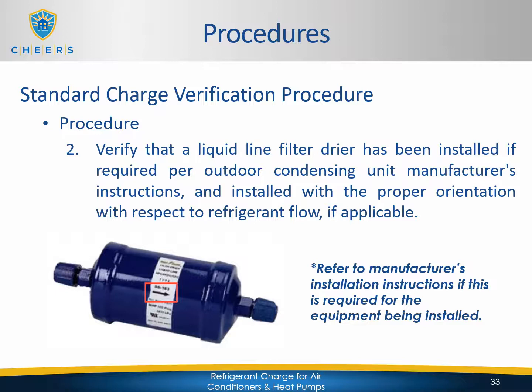Now if it is a heat pump system, it's going to have an arrow that points in both directions, and that's because a heat pump is going to have a reversing valve on it that will allow the refrigerant to flow in either direction depending on whether it is in a cooling mode or a heating mode. So just make sure that that arrow is pointing in the right direction if it is applicable to that system.